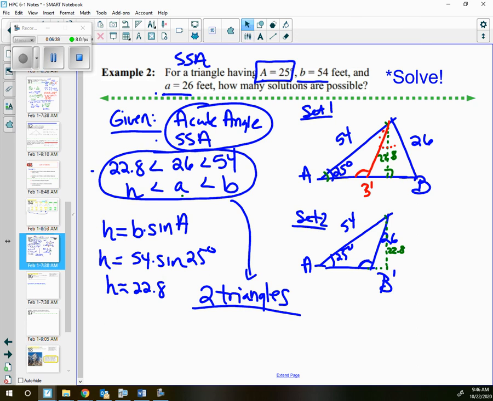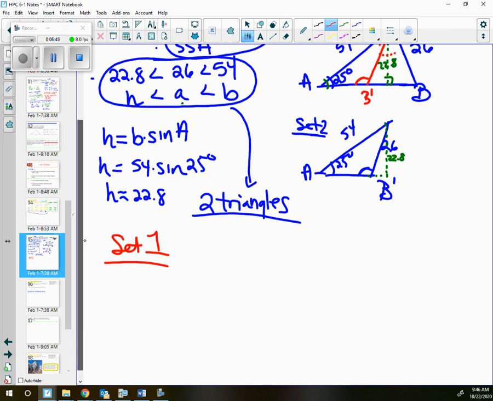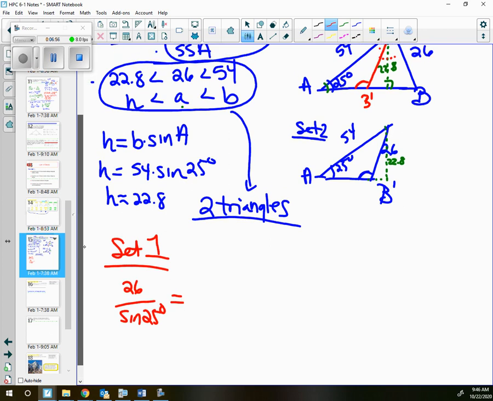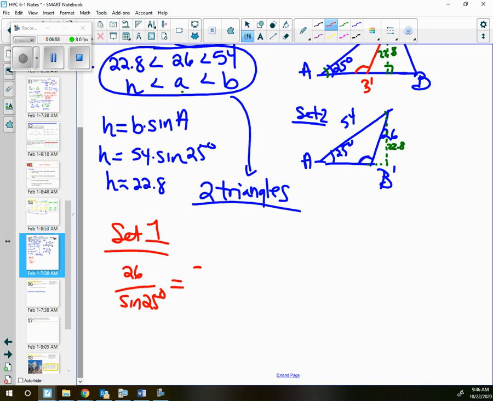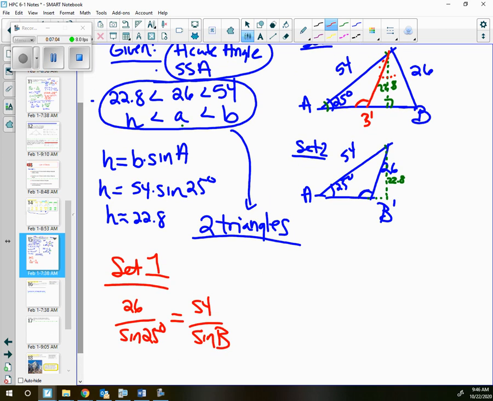All right, so let's find our set number 1. We're going to calculate the solutions for our first set of answers, exactly like we did yesterday. We know everything about side A and angle A, so 26 is to the sine of angle A, which is 25 degrees. For side B, we know that's 54, and that's to the sine of angle B. The only thing we can solve for is that very first angle, so in set number 1 I'm solving for this angle B. We're going to go ahead and cross multiply and divide.